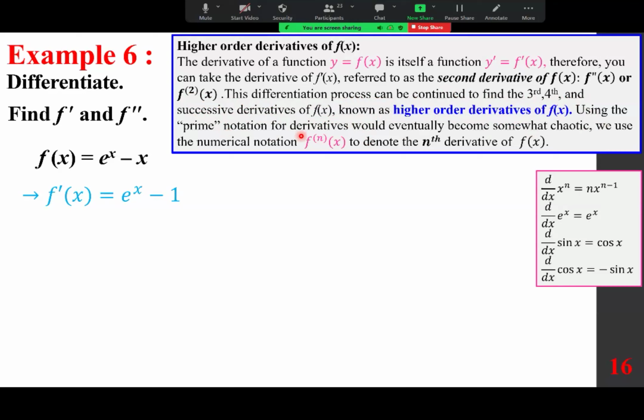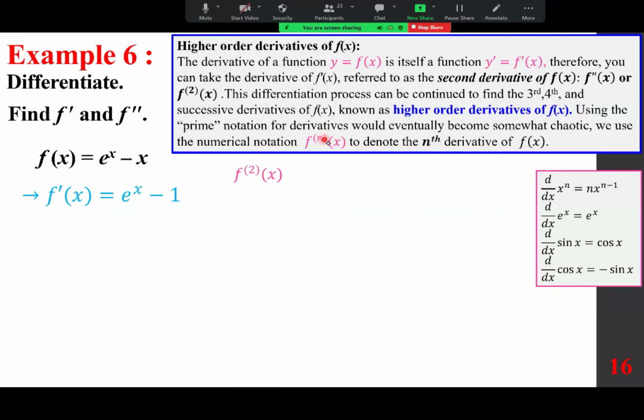Using the prime notation for derivatives would eventually become somewhat chaotic. Imagine y prime, y double prime, triple prime, and then after that it becomes crazy. We use the numerical notation f, and it seems to be the power, but in the parentheses, f to the parentheses n of x, to denote the nth derivative of f of x. So this notation is for that.